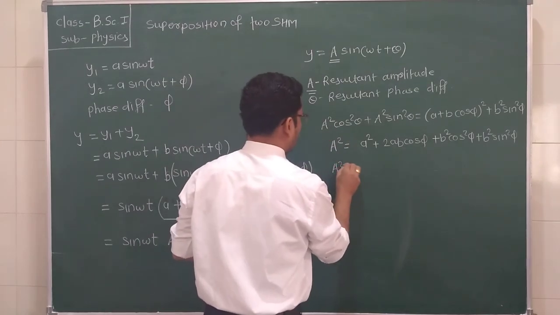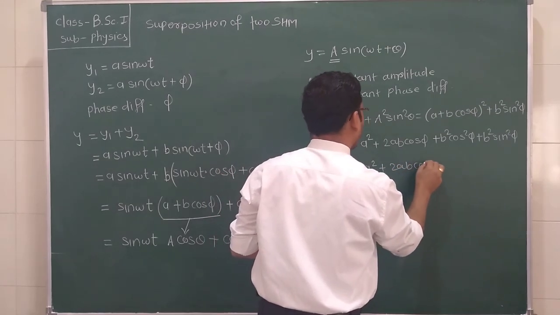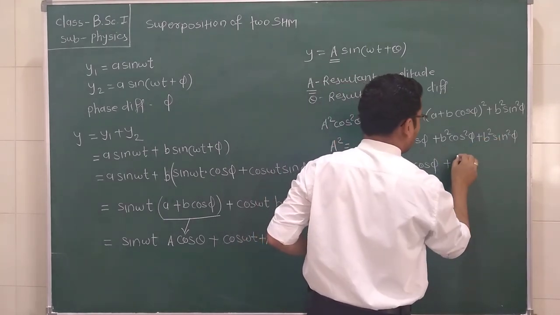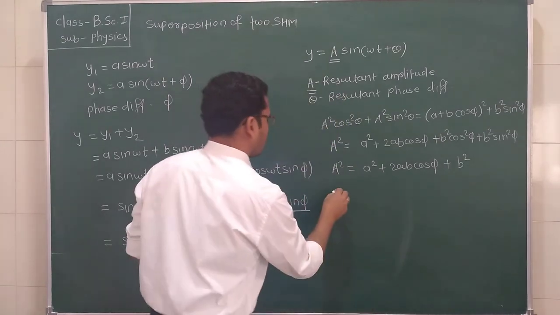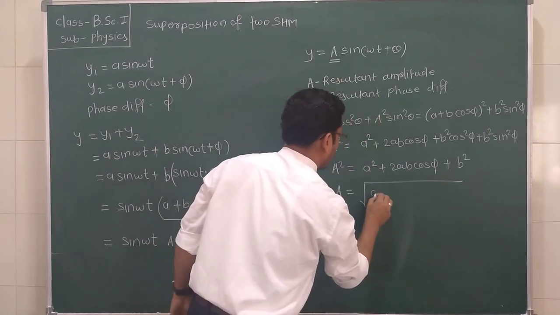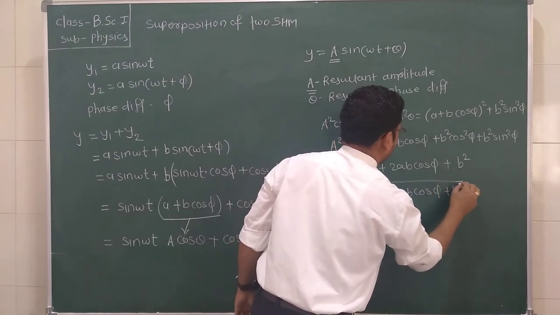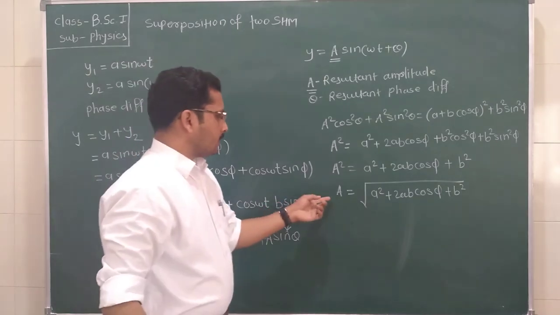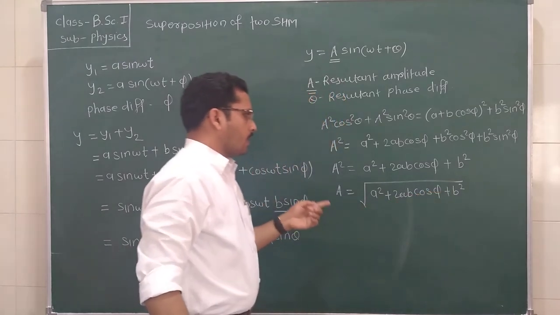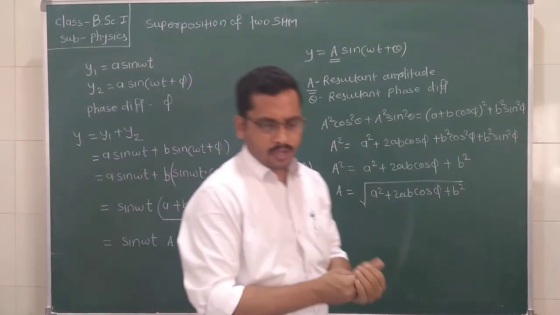Now this A square is equal to A square plus twice AB cos phi plus B square, since cos square phi plus sin square phi is equal to 1. So this is A square, and the resultant amplitude A is equal to the square root of A square plus twice AB cos phi plus B square, where A and B are the amplitudes of the individual simple harmonic motions.